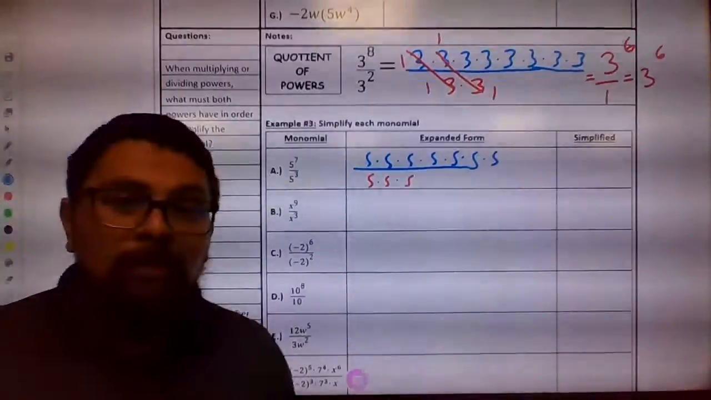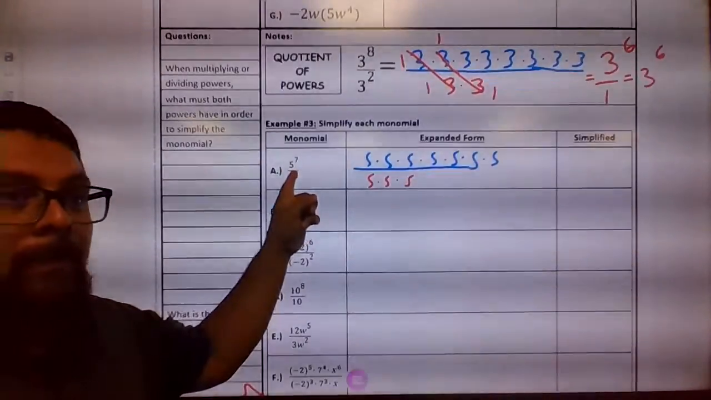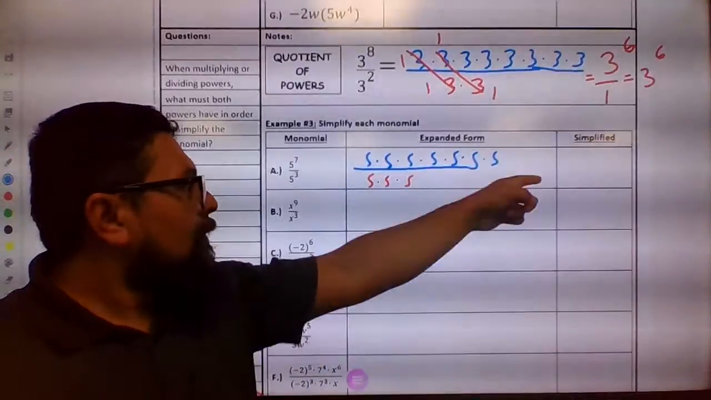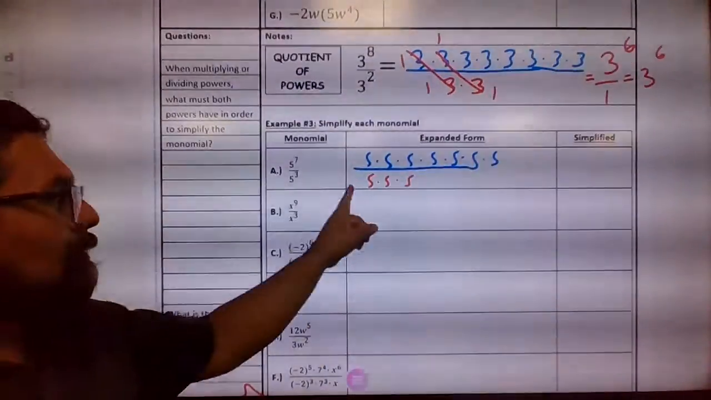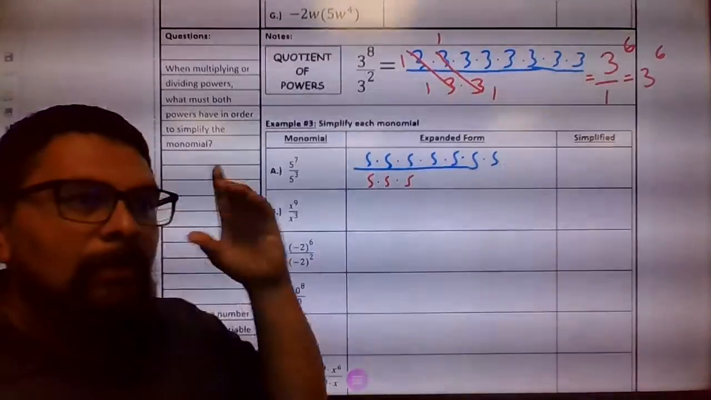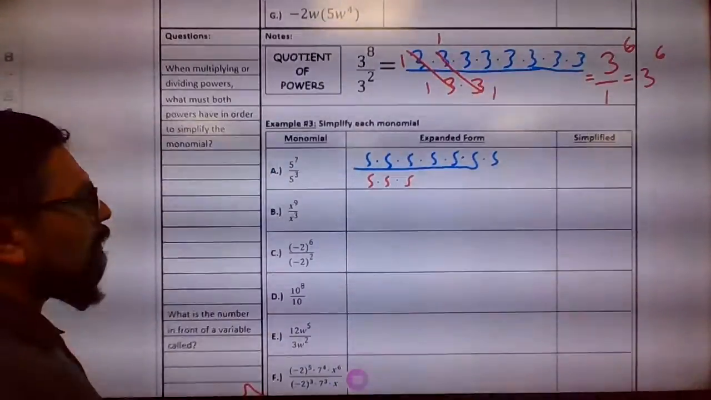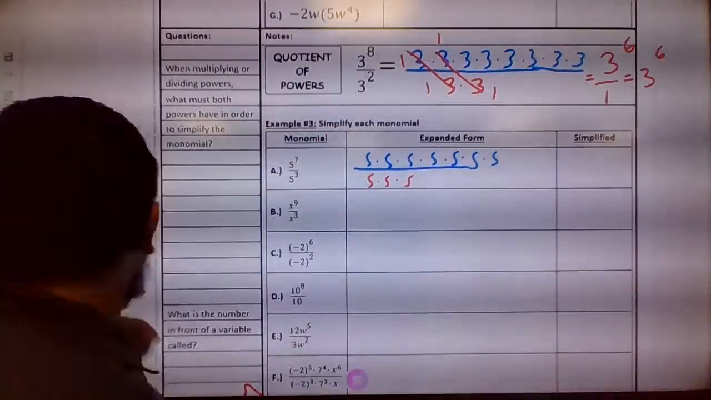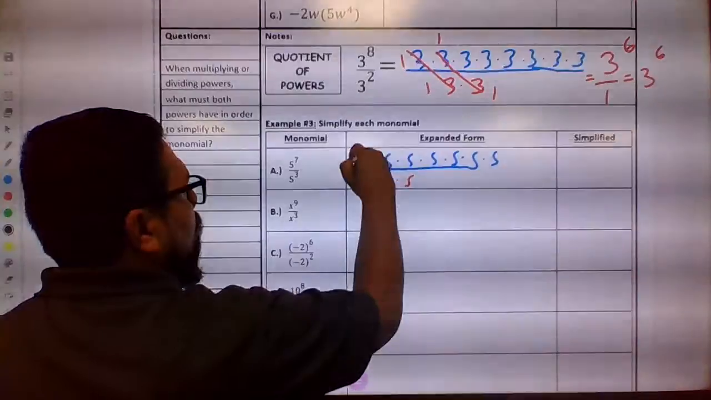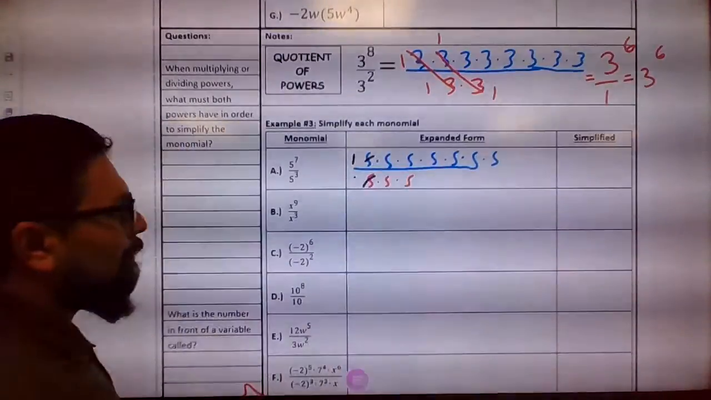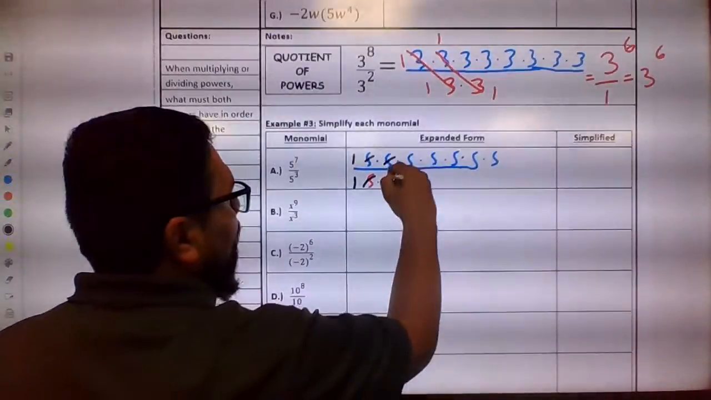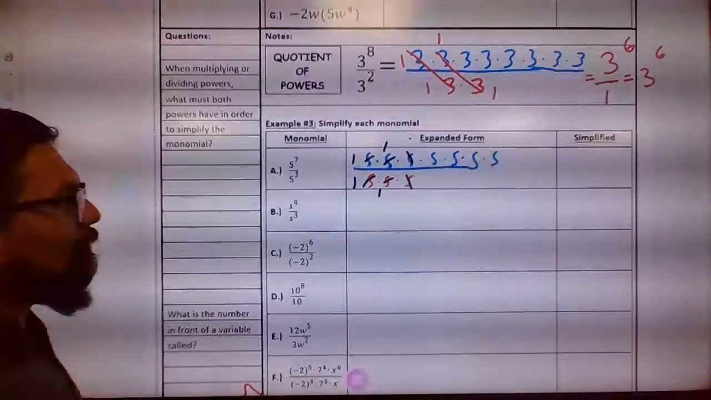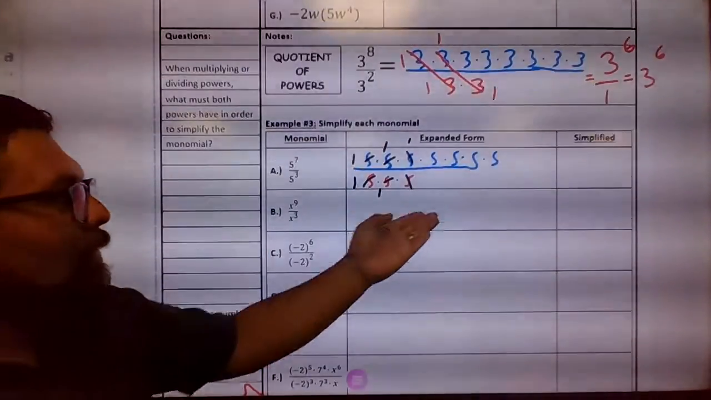Okay, now the next one. 5 to the 7th is 5, 5, 5, 5, 5, 5, 5. There's 7 fives, and this one has 3 fives. Again, we can simplify these even more. Right here, 5 divided by 5 is 1. So this turns into 1, this turns into 1, and 5 divided by 5 is 1. Now, on the bottom is going to be 1.